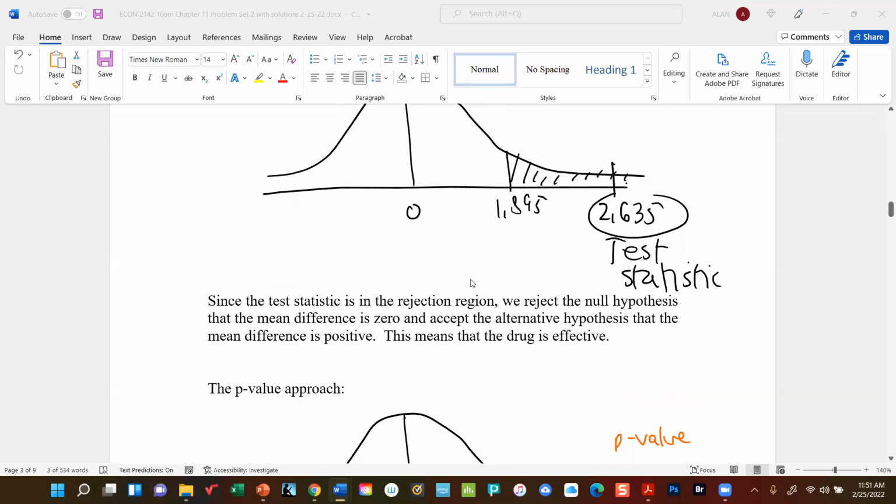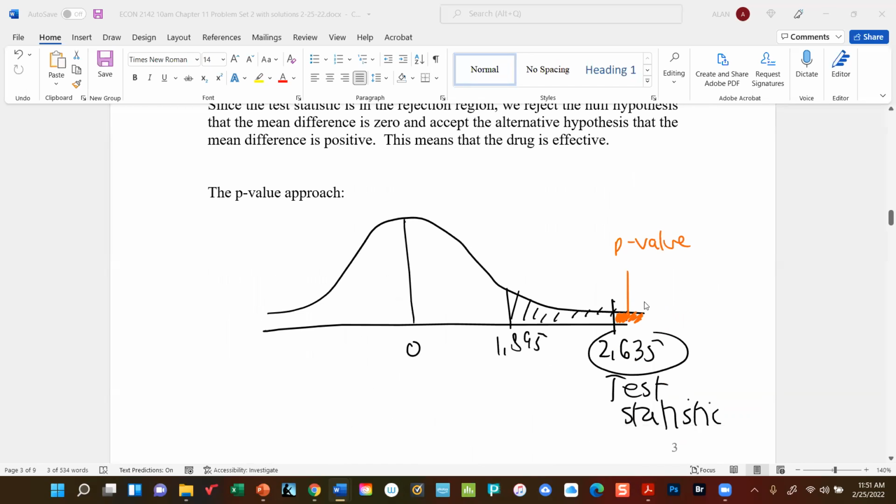Now, what if you wanted to use the p-value approach? Okay, no problem. First of all, I just want to remind you what you're actually looking for when you do the p-value test. You're looking for the areas that are more extreme than your test statistic. So this orange shaded region is going to be your p-value. And you can see it's going to be a very, very small number. The question is, how do you find it?